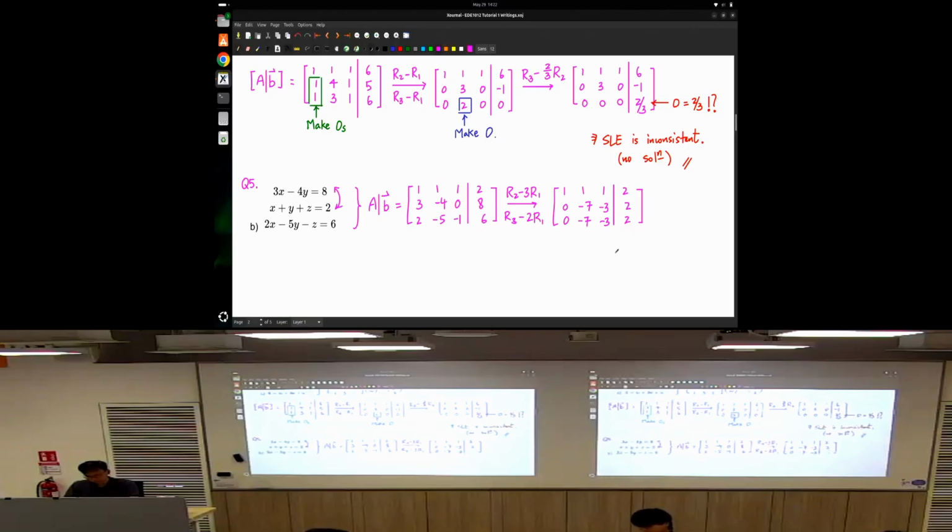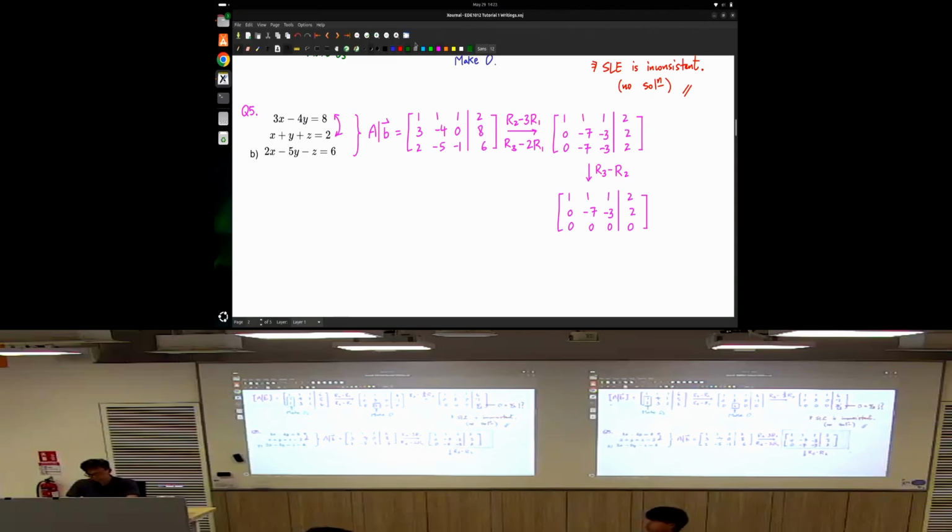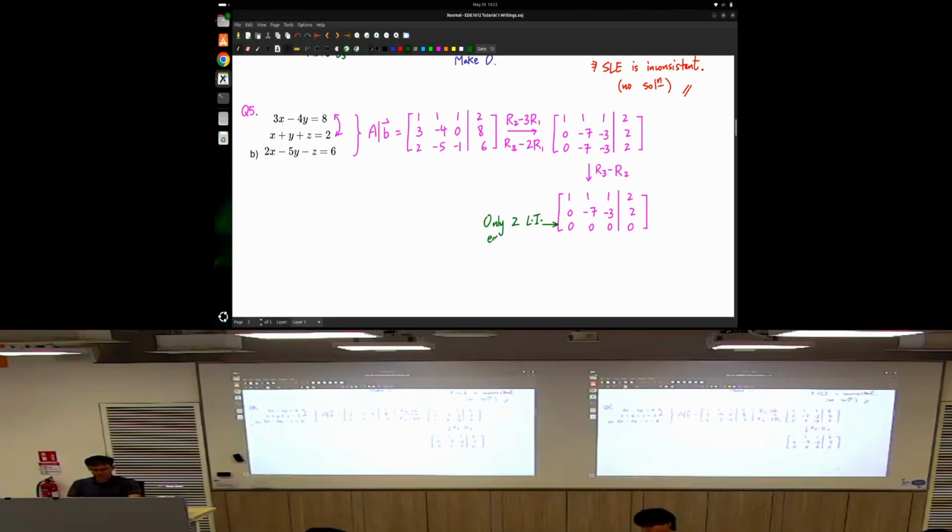So therefore, if we just do one more step just to make it clear, which is row 3 minus row 2, then you're going to get a complete row of zeros. So the net result is actually you got only 2 equations, or only 2 independent equations. So you can make a conclusion then. Okay, so 1 full row of zeros. So that means only 2 linearly independent equations.